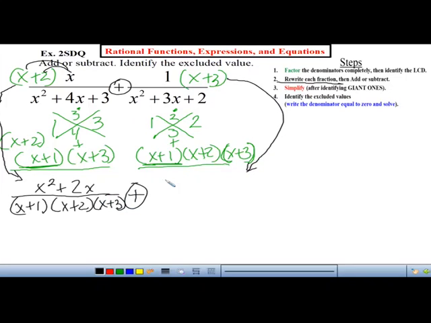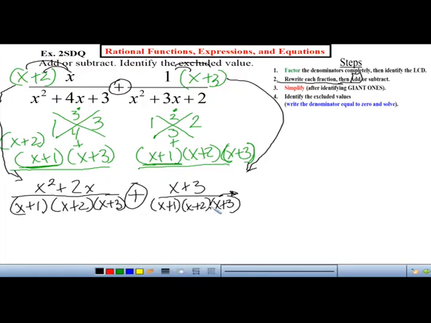What goes on the numerator of the other side? 1x plus 3 over the common denominator, which is x plus 1, x plus 2, x plus 3. So notice, guys, that we're still not done. We need to add now. What do I do next? Esmeralda, what do I do at that point?